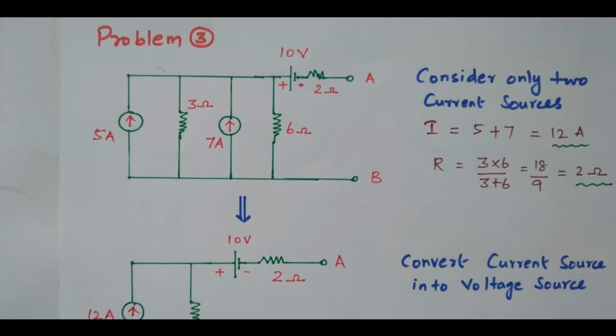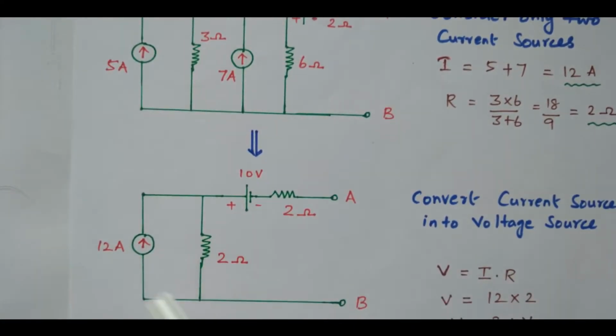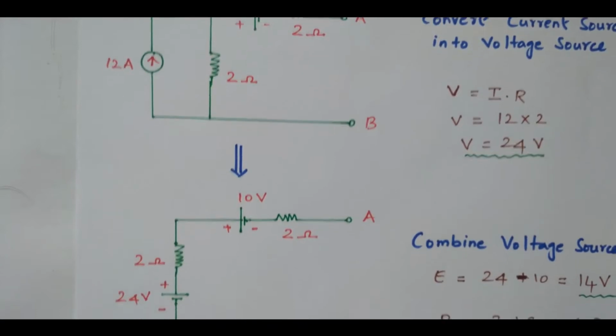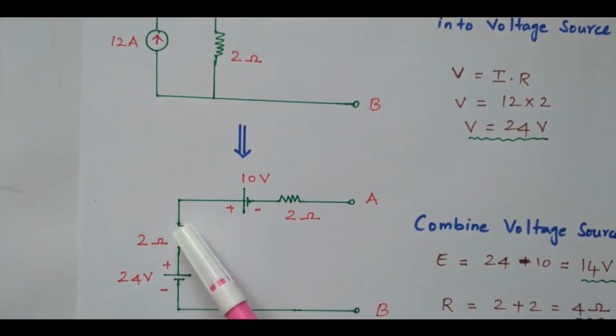Right. Now we can reduce this diagram. See this, it is now converted into a single current source of 12 ampere with a single resistor of 2 ohm. Now we have one current source and one voltage source available. Our final aim is to find a single voltage source, so we'll convert this current source into a voltage source. How will we convert it? The current source in parallel with a resistor can be converted into a voltage source in series with the resistor, right? Like this, a voltage source in series with the 2 ohm resistor.